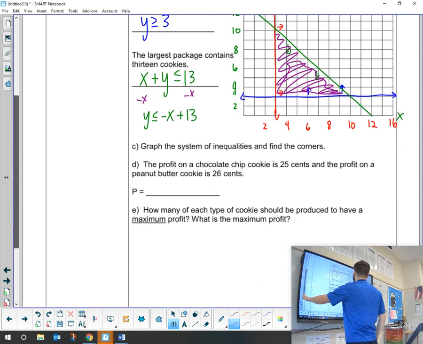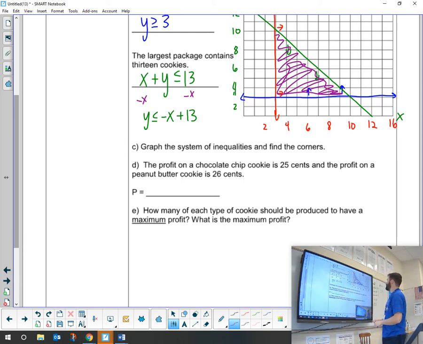So we graphed the system of inequalities and we found the corners. My maximum corner here would be that we could have 10 chocolate chip and 3 peanut butter. We could have 3 chocolate chip and 10 peanut butter, or we could have at the very minimum 3 of each and only have 6 cookies in a package. All right, so those are the corners of what we could have.